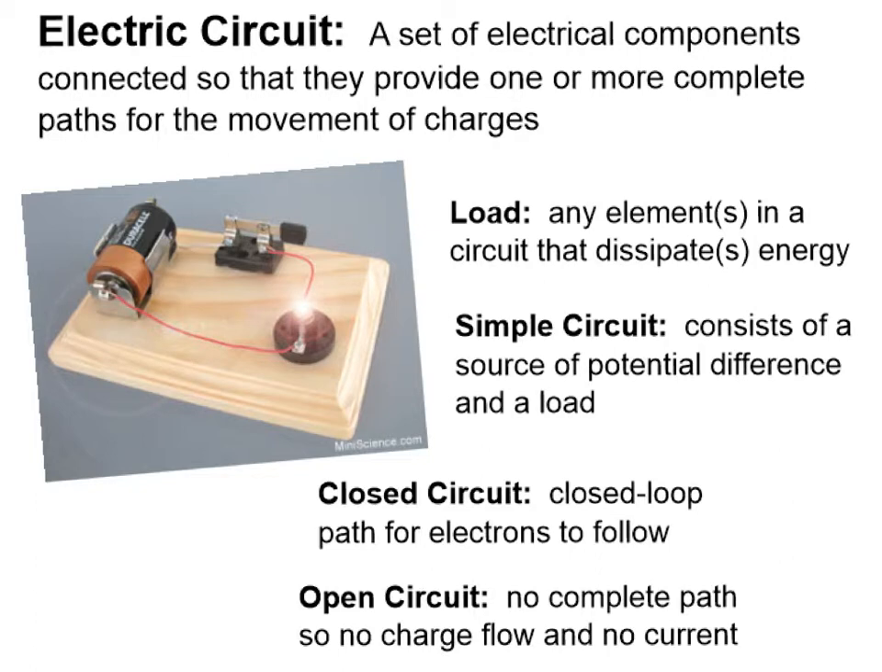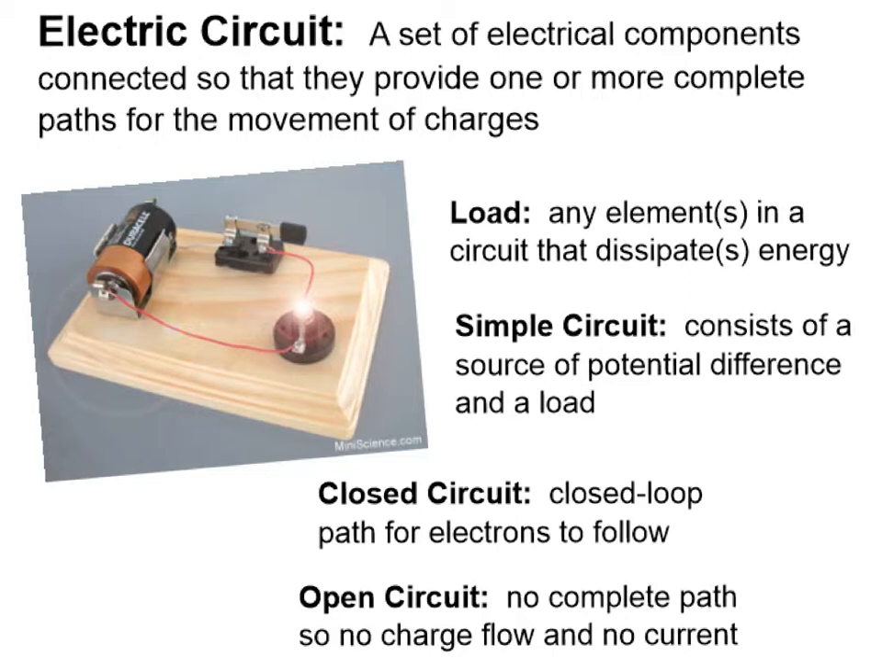So what is an electric circuit? Well, an electric circuit is simply a set of electrical components that are connected so they can provide one or more complete paths for the movement of charge. So you can see this is an electric circuit because the set of electrical components here are connected so that they provide movement of charge. A load is any element in the circuit that dissipates energy. A light bulb or a group of light bulbs would do that. This light bulb here is the load.